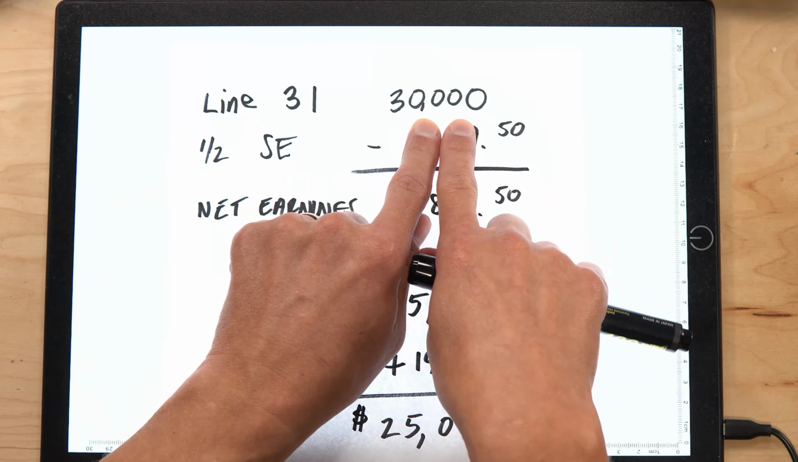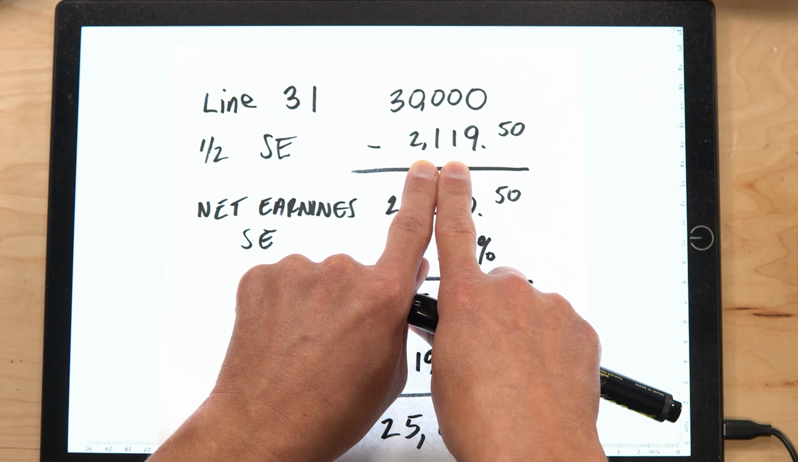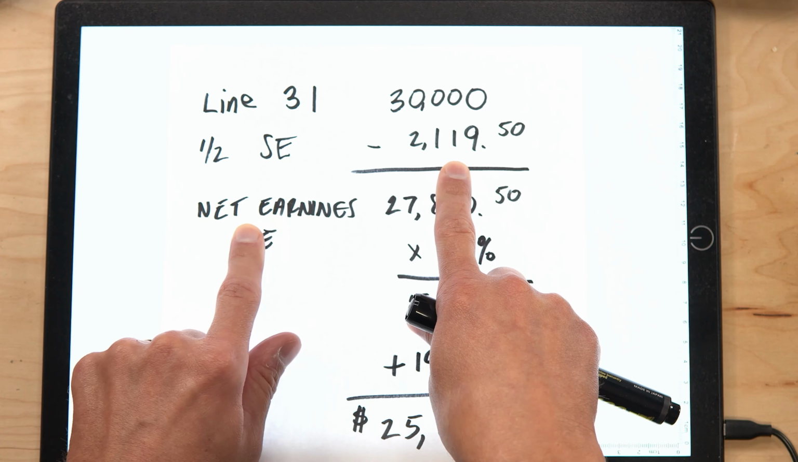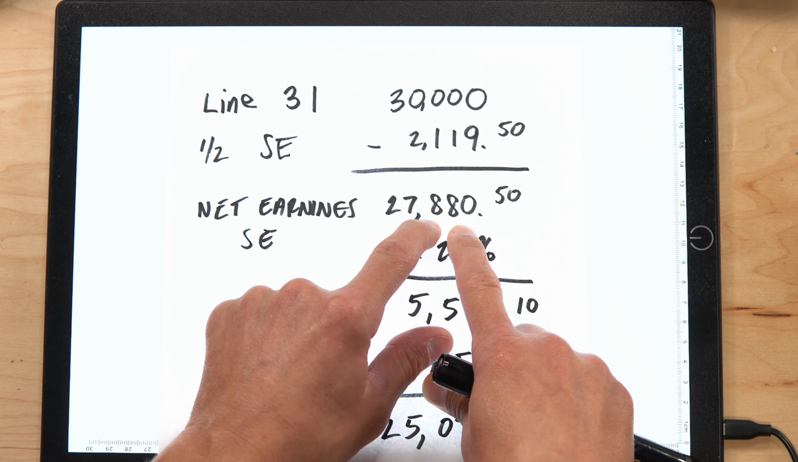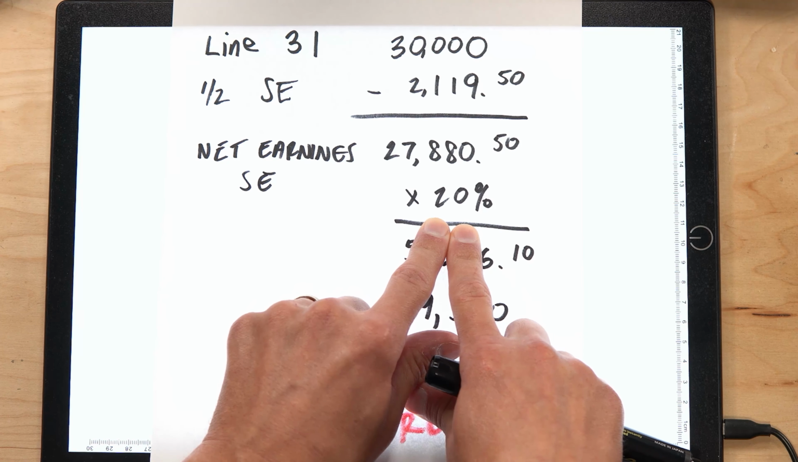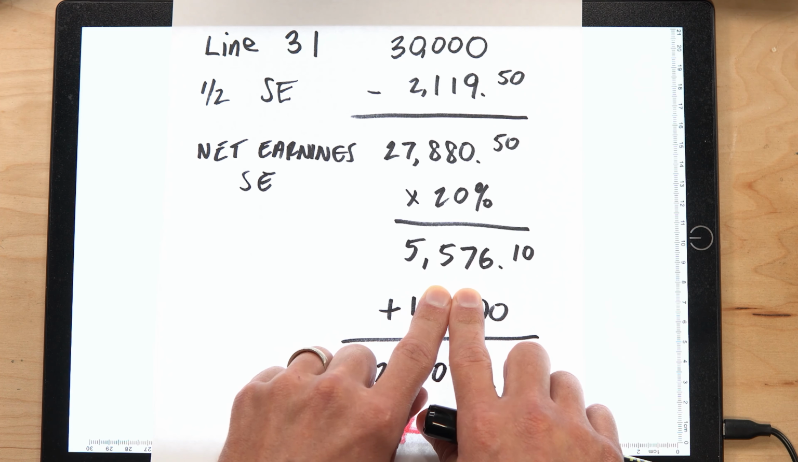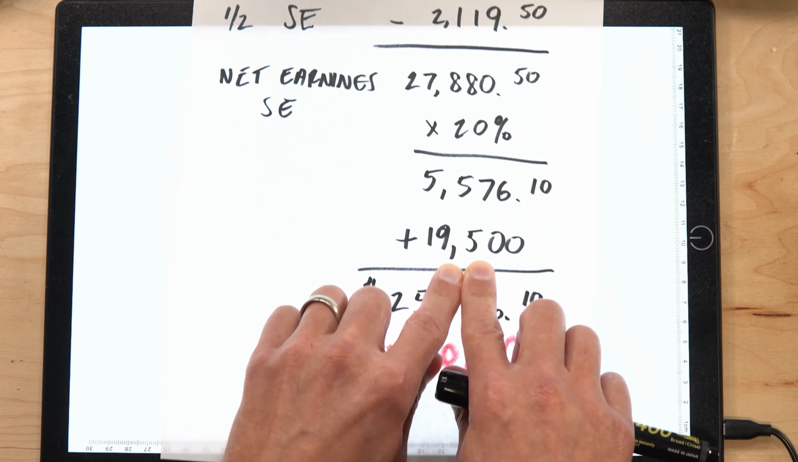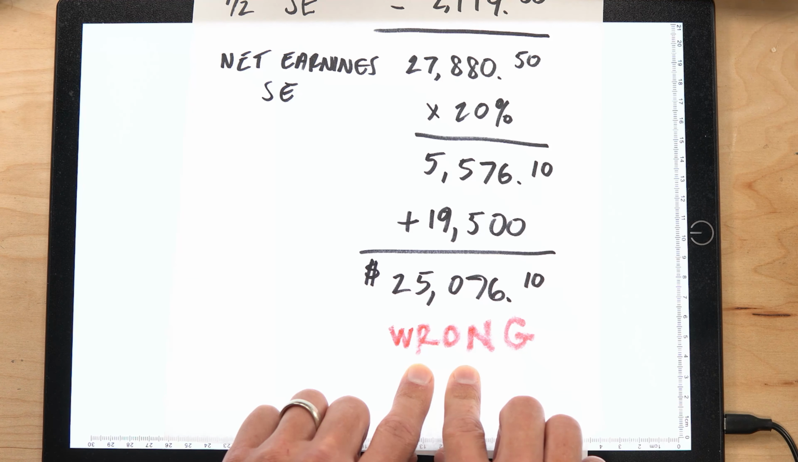So if we take our net earnings from self-employment and we look at line 31 for somebody that's now earning $30,000, the answer is going to be a little bit different. So 1/2 of our self-employment tax would be $2,119.50, where our net earnings from self-employment would be $27,880.50. We're going to multiply that by 20%, which would give us $5,576.10. And then we're going to add the $19,500 to give us a total of $25,076.10, but that would be wrong.